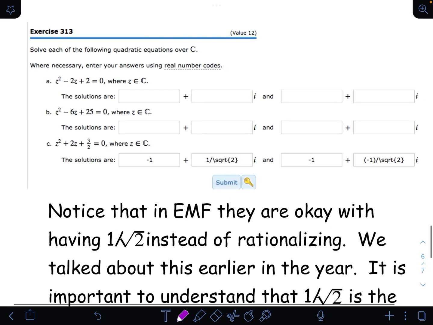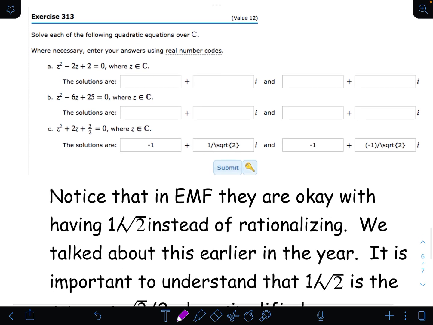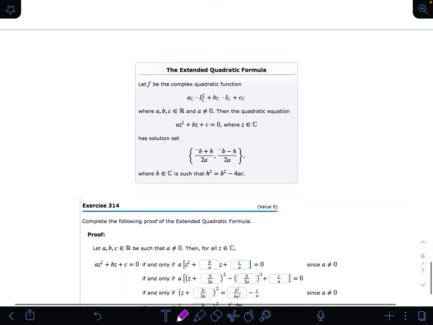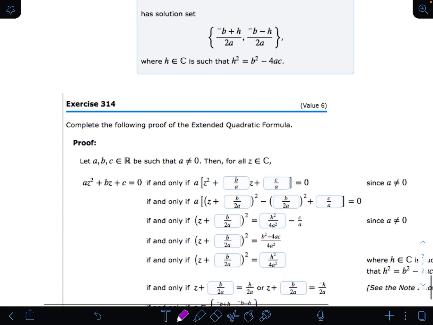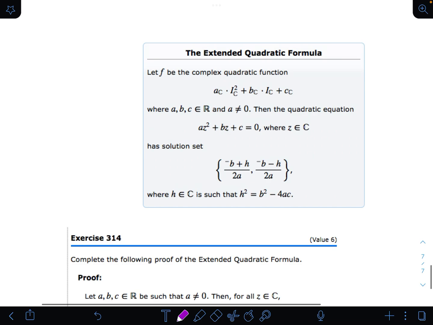But the truth is, everybody can solve quadratic equations such as these, even when they're complex numbers, simply by using the extended quadratic formula. The proof for that is on exercise 314. Just fill in the blanks on that. It's easy enough. But basically, it's the quadratic formula again, where h is representing the discriminant, so h squared is b squared minus 4ac.